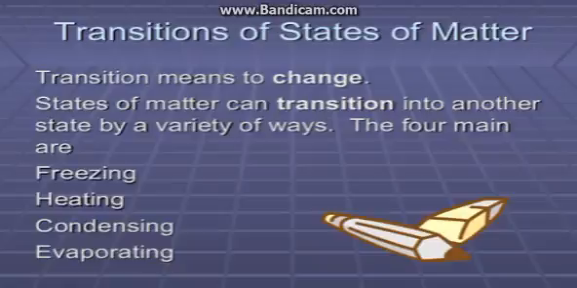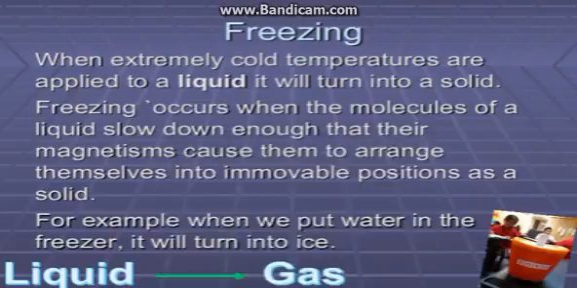Transitions of states of matter. Transition means to change. States of matter change into another state by various ways. The four main are freezing, melting, condensation, and evaporation. I already mentioned that. Freezing. When extremely cold temperatures are applied to a liquid, it will turn into a solid. Freezing occurs when the molecules of a liquid slow down enough that the attractions cause them to arrange themselves in immovable positions as a solid. For example, when we put water in the freezer, it will turn into ice.